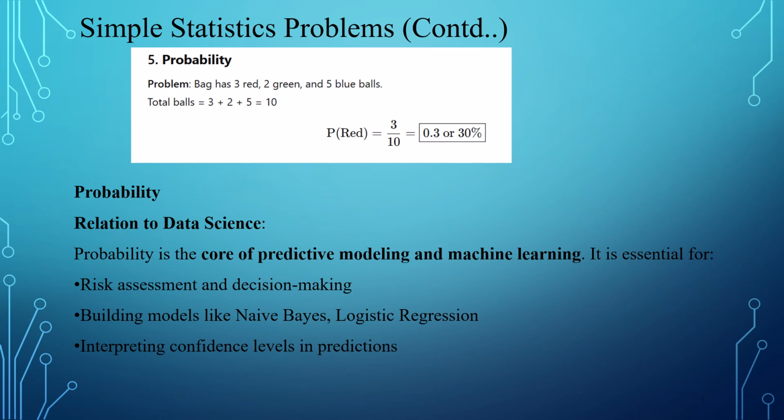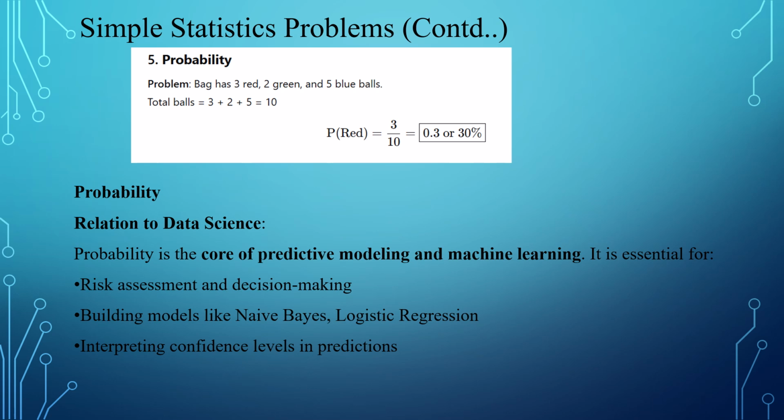Suppose we have to find the probability of a red ball. How many red balls do we have? 3 red balls, divided by the total number of balls, that is 10. So 3 divided by 10 is 0.3 or 30 percent. Suppose we have to find the probability of green balls. We have 2 green balls divided by the total number of balls, 10. So 2 divided by 10 is 0.2 or 20 percent green balls.